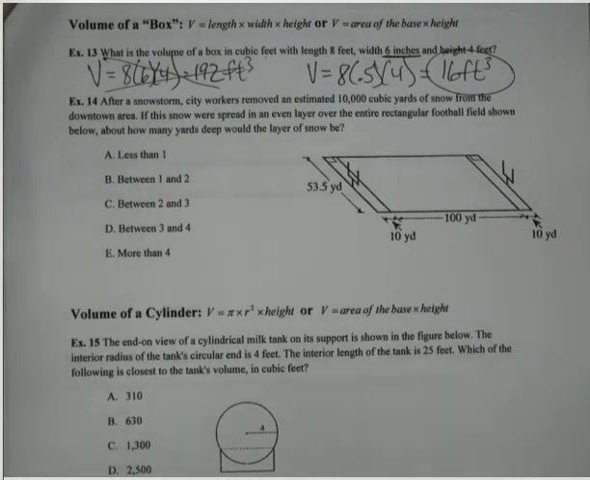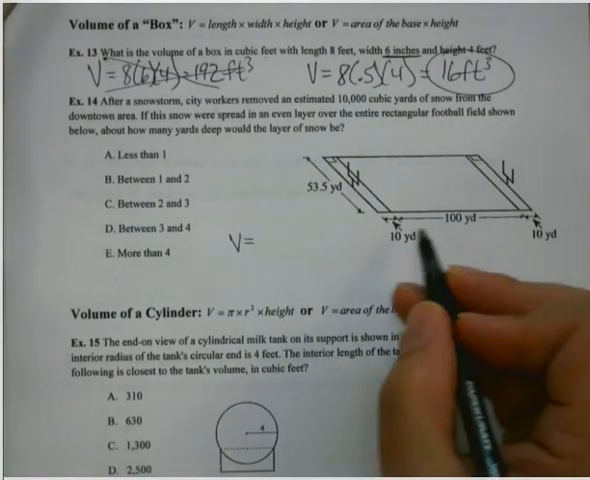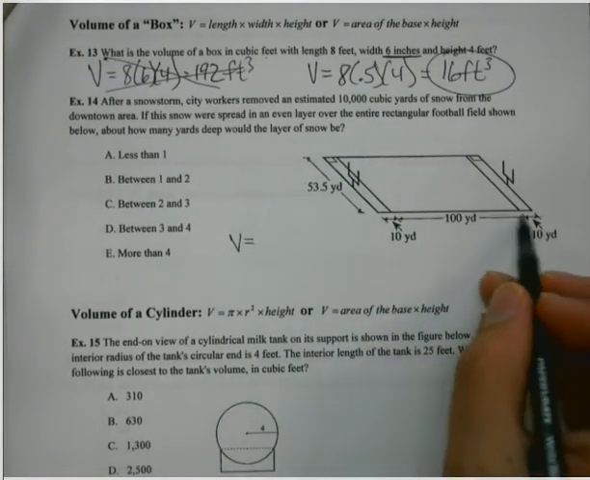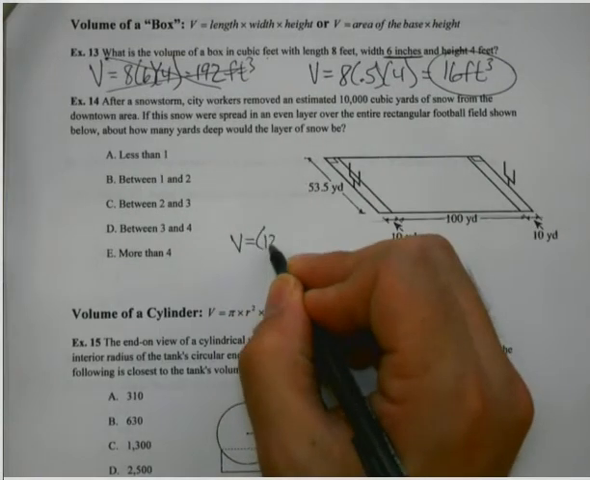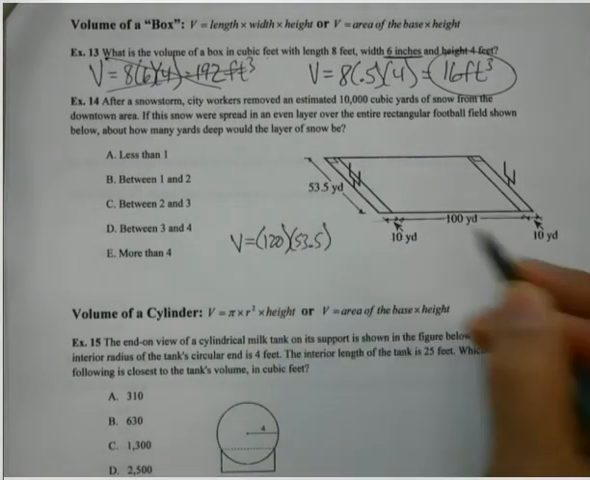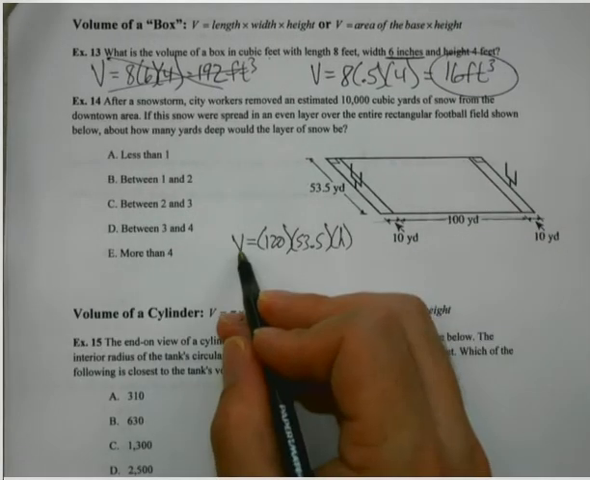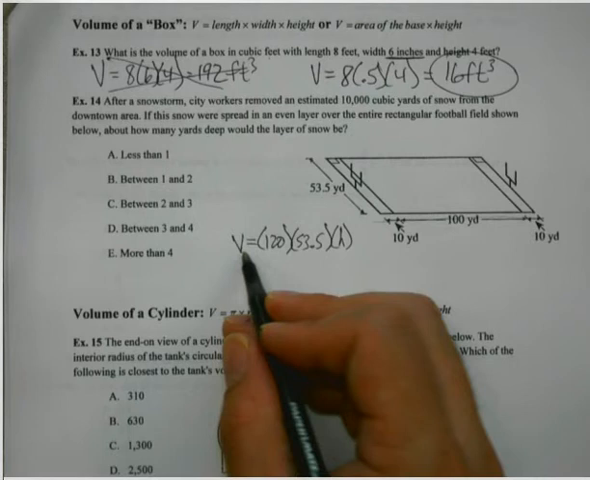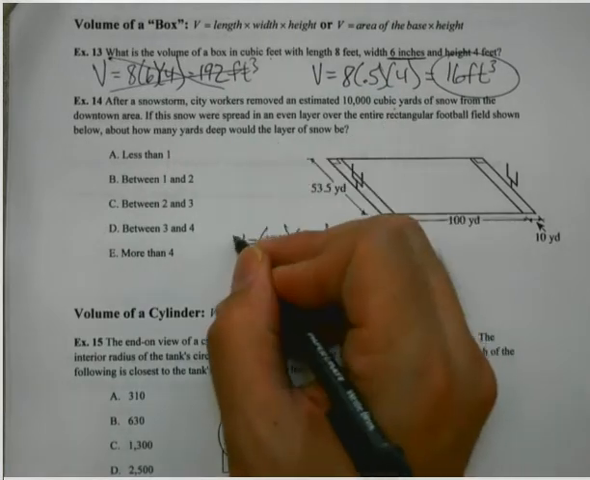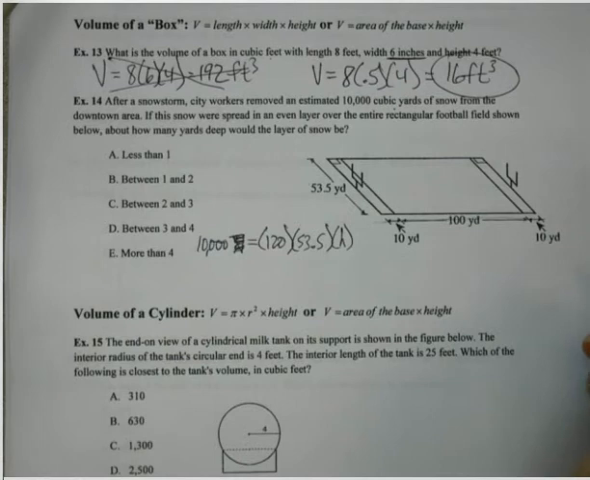So now we're like, okay, so volume is length. Now be careful, my length is the whole field. 120 times width, 53.5, times height. We don't know what that is right now, but we know. You're like, Harty, why do I have two variables? Oh, wait, the volume is 10,000. Okay, so sometimes it pays to be able to have that stuff ready and raring to go.